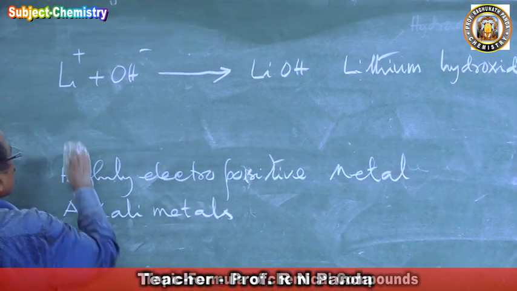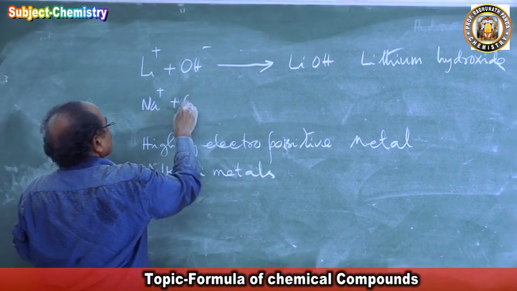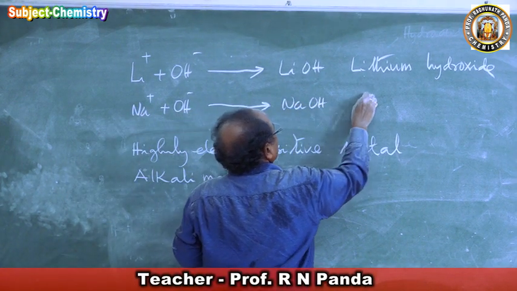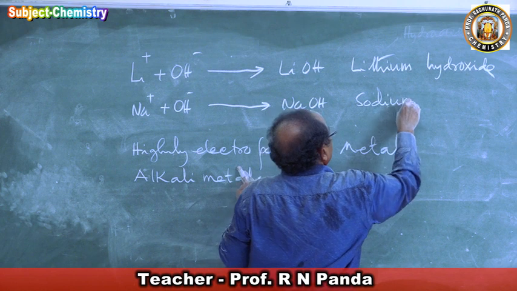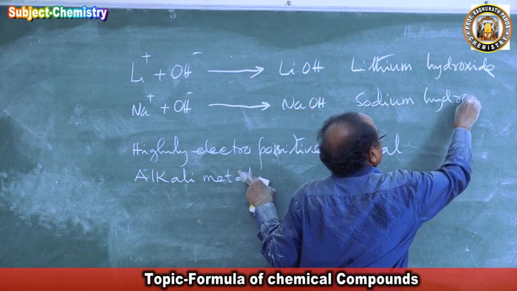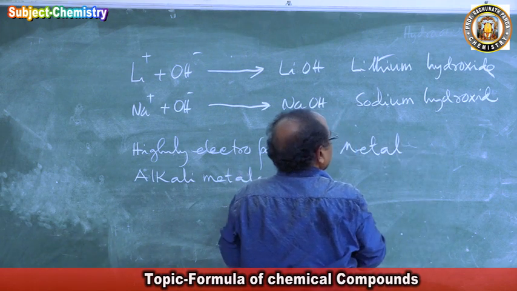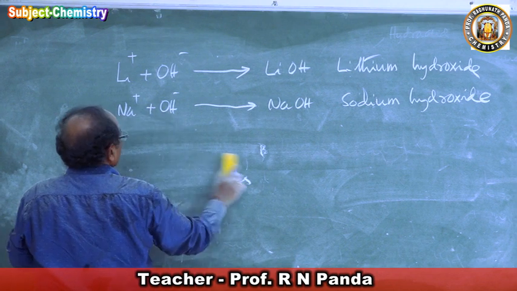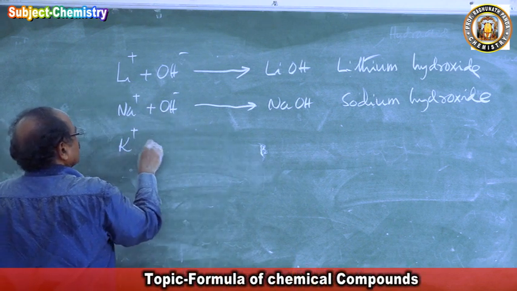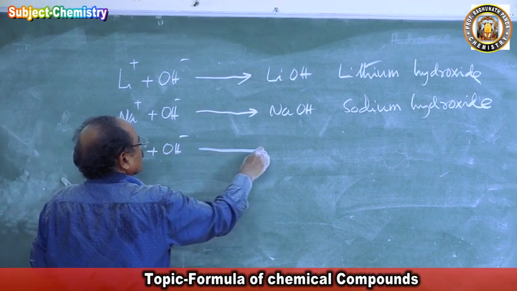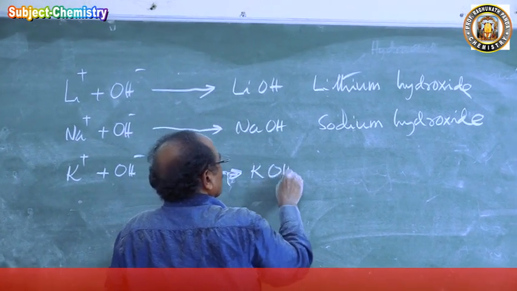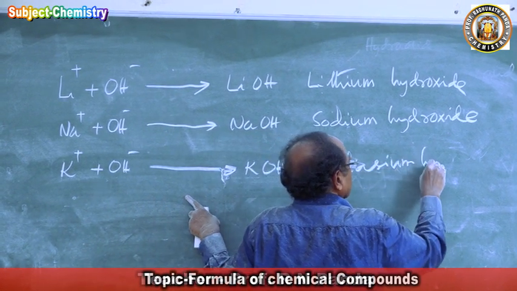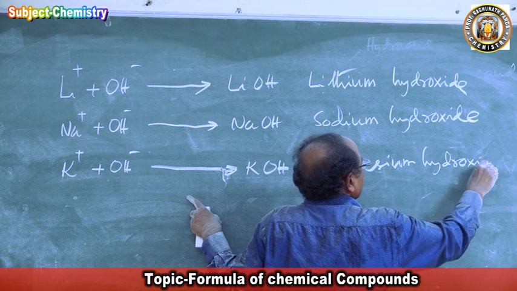Then the next element is sodium. Na plus and OH minus. So the formula will be NaOH, sodium hydroxide. While pronouncing the name, we first pronounce the basic radical, then the acid radical. Then comes K plus and OH minus. The formula will be KOH. This is potassium hydroxide, a strong base.